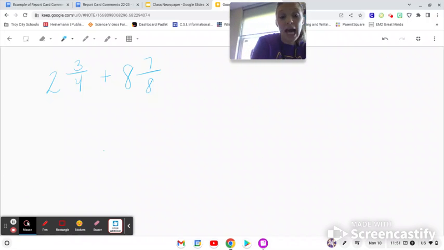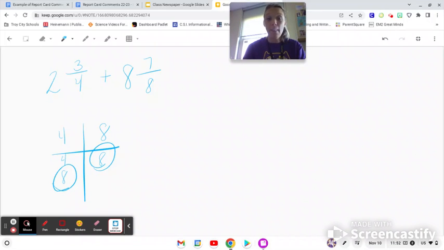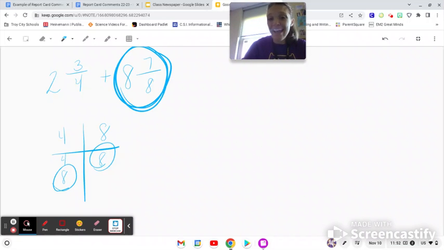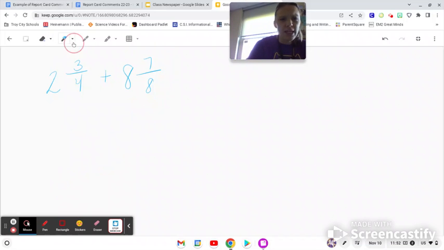So again, we can use that process of listing out the multiples of 4 and of 8 to find the least common multiple, which in this case is 8, which is great for us because this fraction here is already in eighths. So I'll just need to rename my 3/4. So let me just erase this really quick. All right, let's rename my 4ths as 8ths.